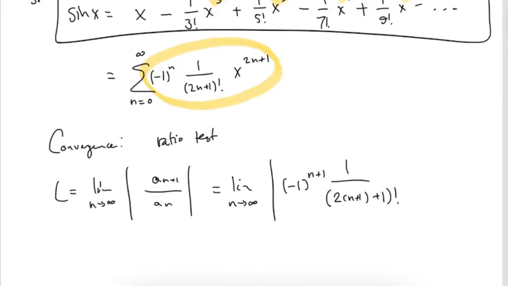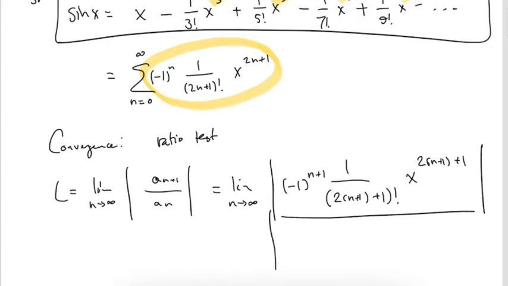And then x to the power 2n plus 1 plus 1, all right? Everywhere I see n, I replace with n plus 1. And then this is all divided by the other thing, which is just a_n, just that stuff circled, written exactly as is. So it's (-1)^n, 1 over (2n+1) factorial, x to the 2n plus 1. All right.